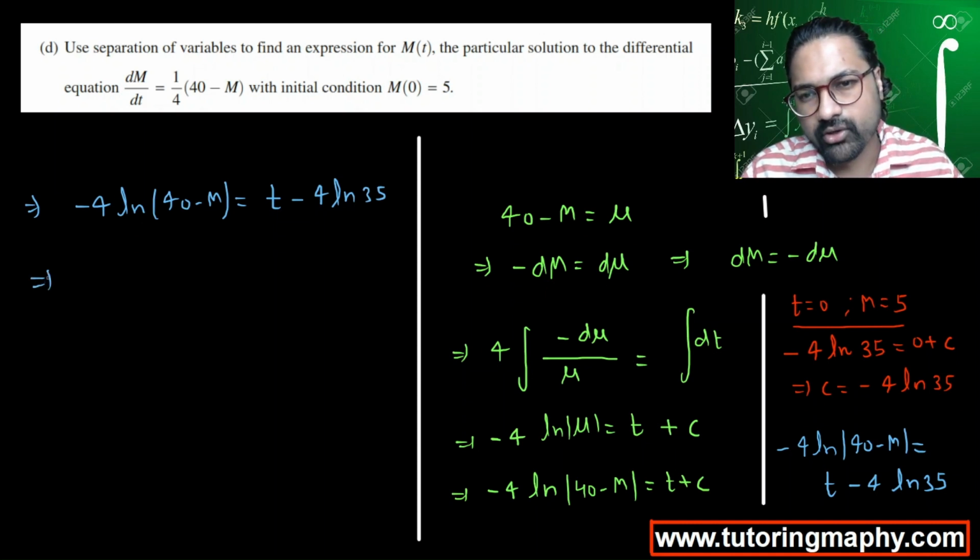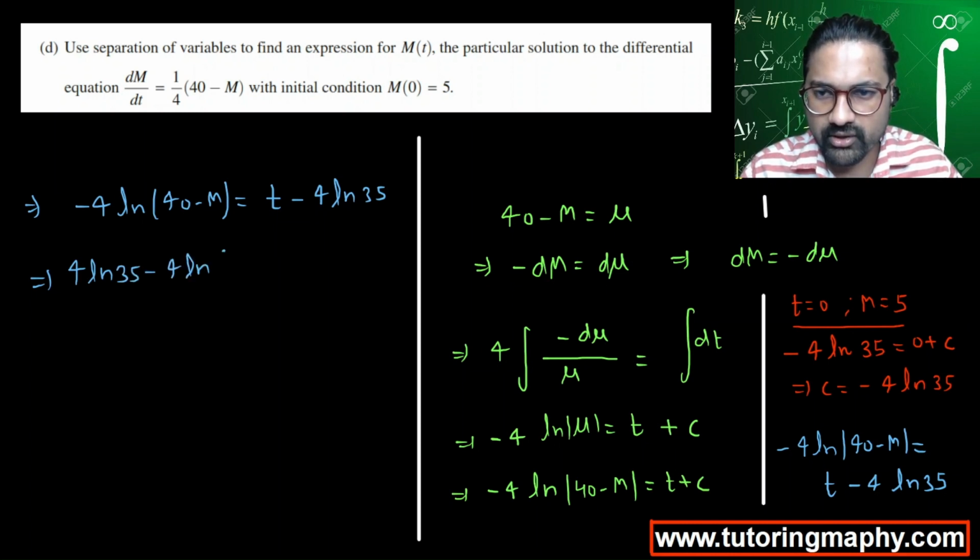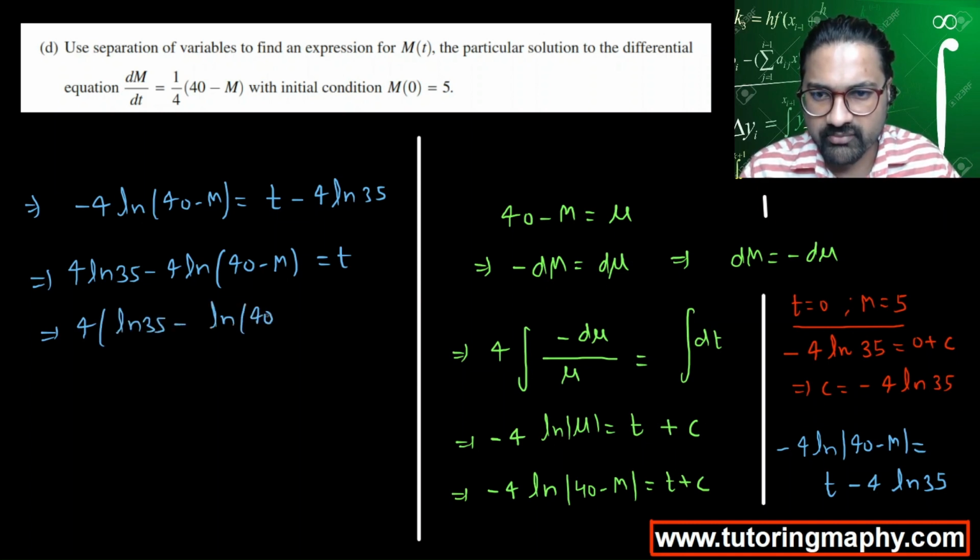I'm going to add 4 ln 35 on both the sides. So that's going to look like 4 ln 35 minus 4 ln(40 minus m) is t. I'm going to divide both sides by 4, or maybe take 4 as a common factor. So 4 times (ln 35 minus ln(40 minus m)) is equal to t. I'm going to divide both sides by 4. So ln 35 minus ln of (40 minus m) is equal to t over 4.